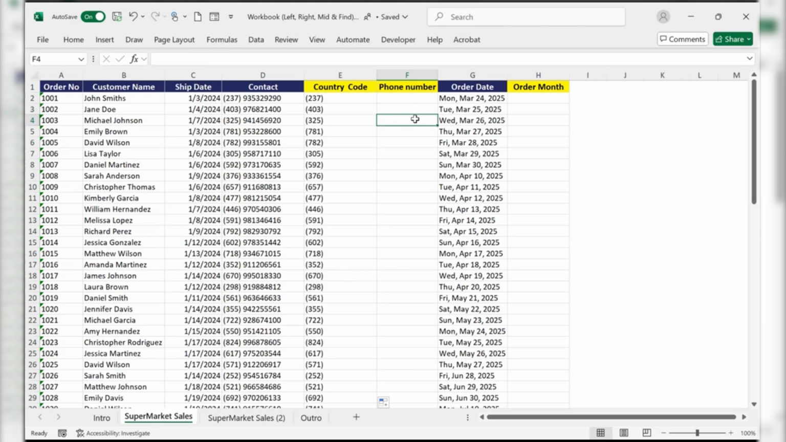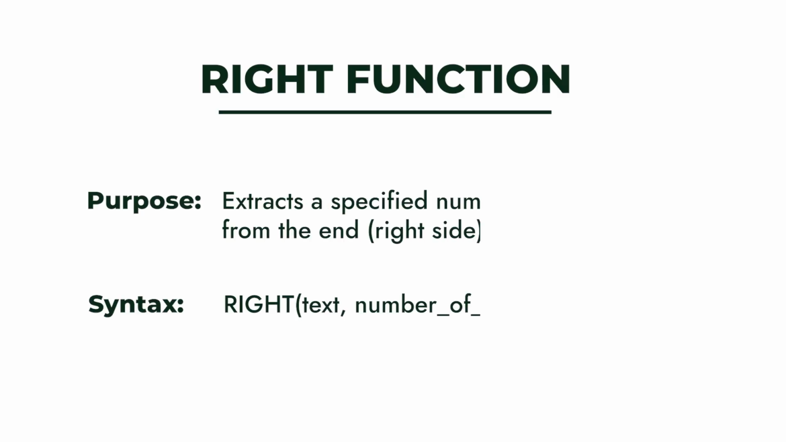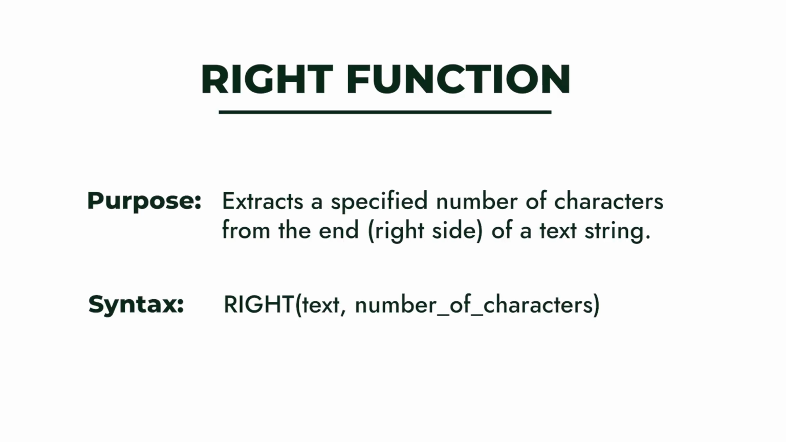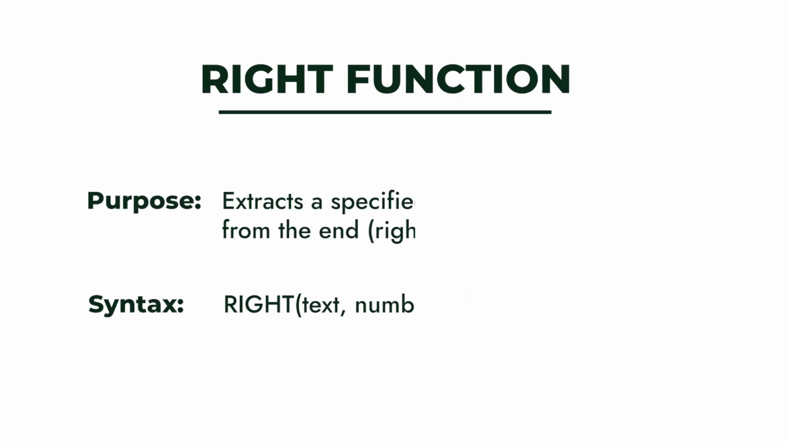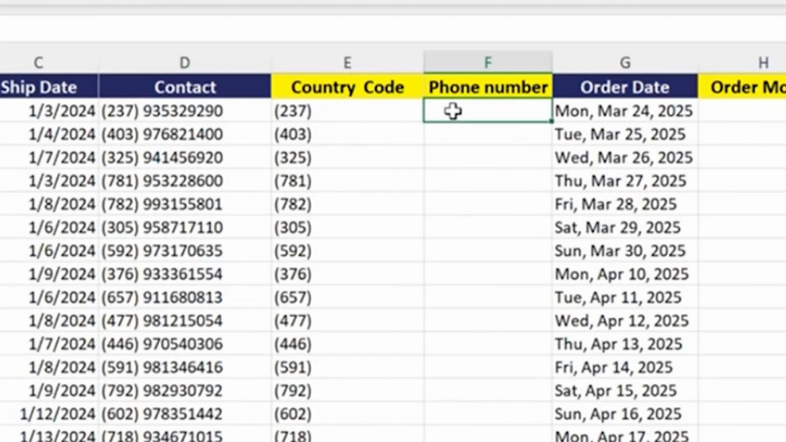Let's move on to getting the phone numbers. Again, from the contacts column. We are trying to fill column F, phone numbers. For that, we will be using the right function. It is similar to the left function, except, you guessed it, it finds characters at the right instead of the left. Let's type equal, then right.